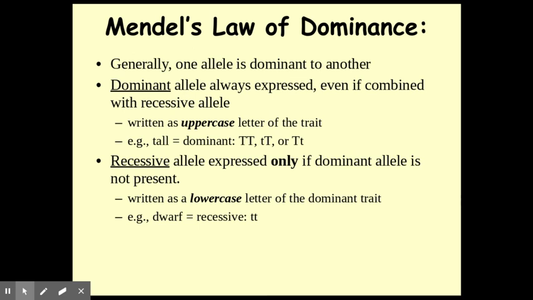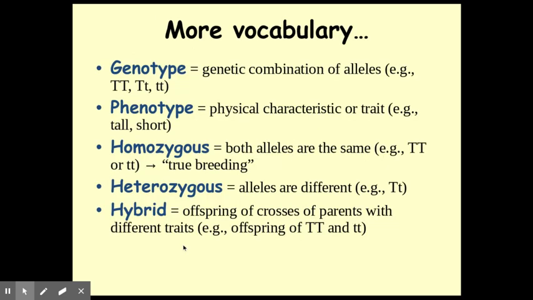Recessive traits were only expressed if the dominant allele was not present, and they were written in lowercase. When you start doing your crosses, you're going to write them in lowercase, and that would represent the trait that's usually masked.